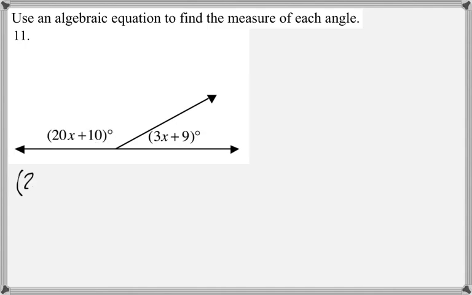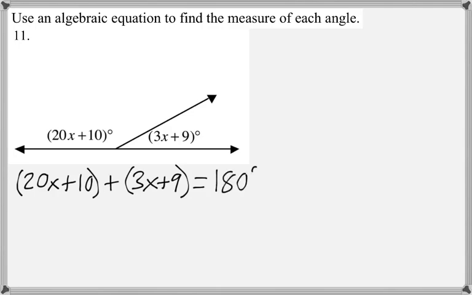So I'm going to take 20x plus 10 and add it to 3x plus 9. Again, I don't know what they are separately, but together I know that they add up to be 180 degrees. So from here I need to solve this. The parentheses really aren't doing anything, so if you want to rewrite it without parentheses, then that's okay.